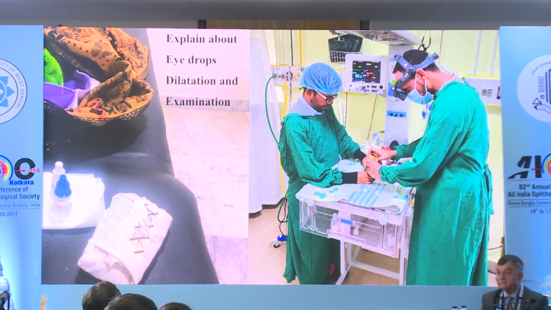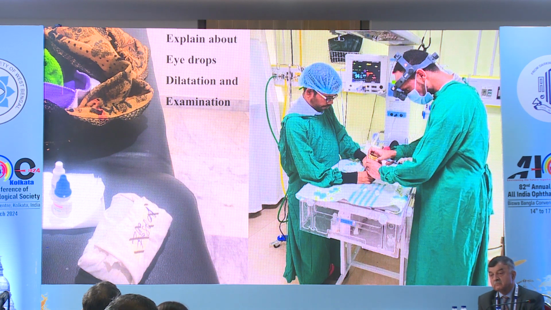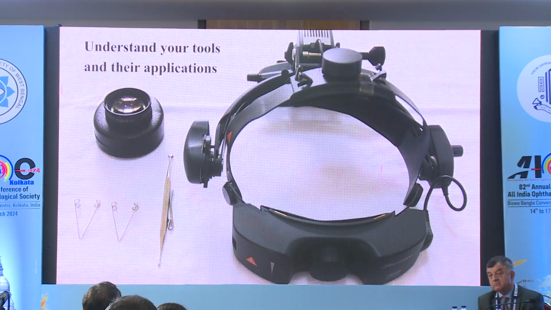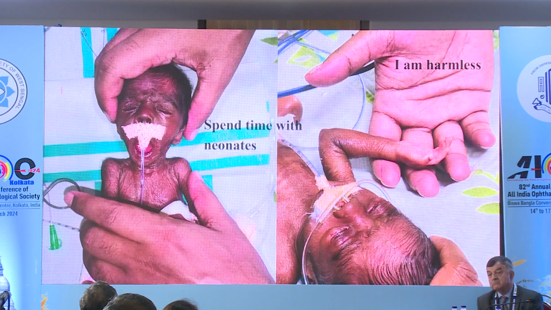We must train them on what their role is, how they can help us to dilate. The process of examination needs to be explained to the staff. And after you have trained them, you must understand your own instrument, what all things you are going to do. I would say we should start with indirect ophthalmoscopy, and once you scale up, then you can actually start doing telescreening as well.